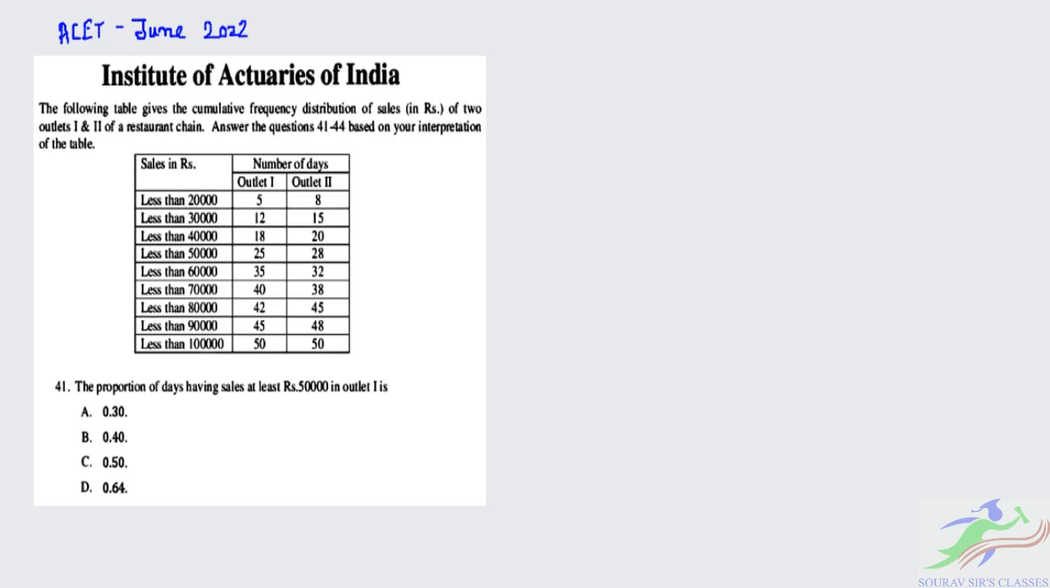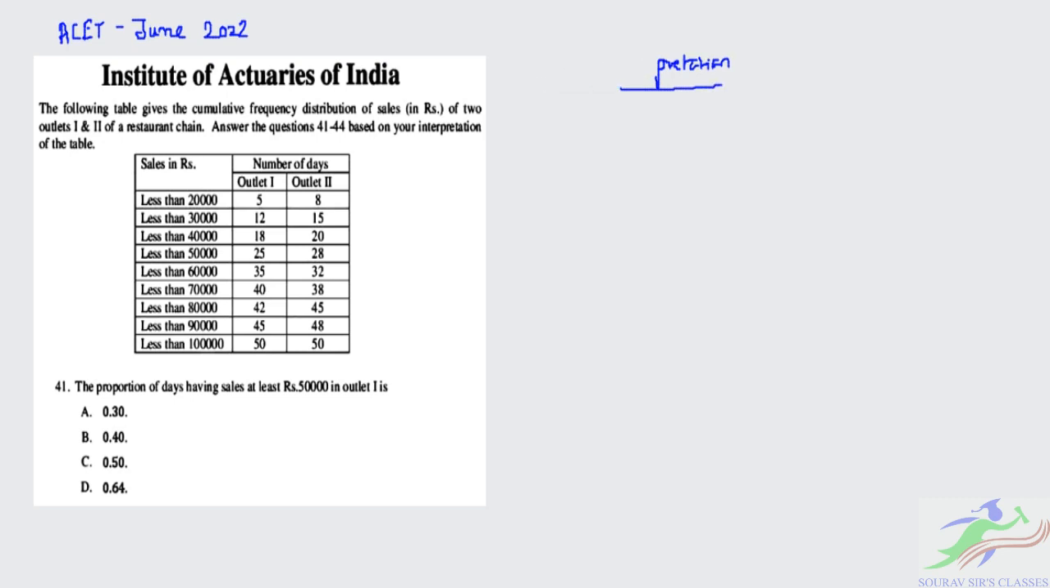So as you know, we are solving the ACET paper of June 2022, and we have already solved up to question number 40, and we have covered the mathematics and the statistics part. So from this question number 41, the section of data interpretation is starting. So we will solve these data interpretation questions one by one.